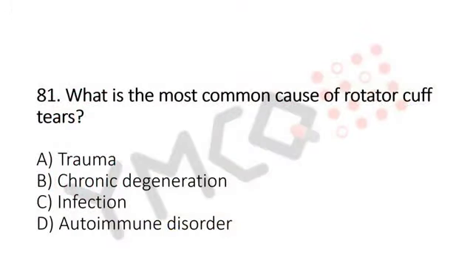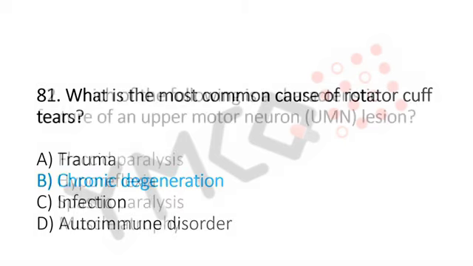Which is the common cause of rotator cuff tear? Option A, trauma. Option B, chronic degeneration. Option C, infection. Option D, autoimmune disorder. And the answer is option B, chronic degeneration. Now let's move to question number 82.